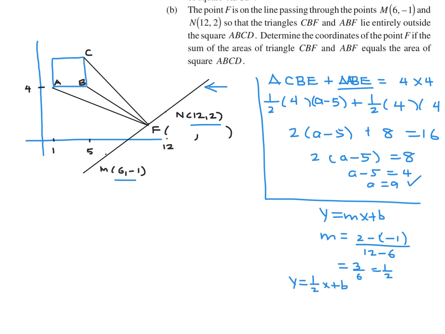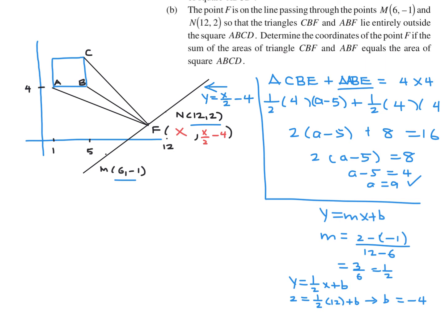Sub in either of these points to get b. I'll sub in the 12, 2: put in the value for x and 2 for the value of y. When you solve for that, it looks like it'll be -4 for b. So there you go. My equation of that line is y is equal to x over 2 minus 4. Correct? So that means that this coordinate F, if its x coordinate I represent as x, its y coordinate is x over 2 minus 4.